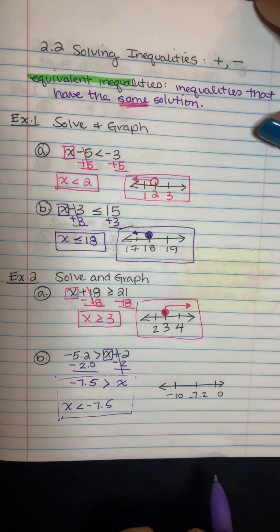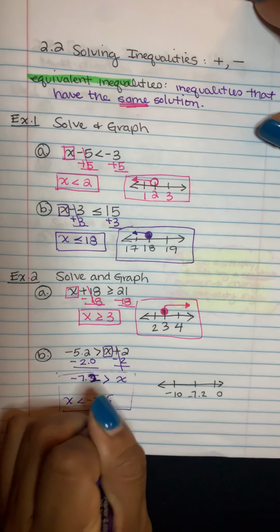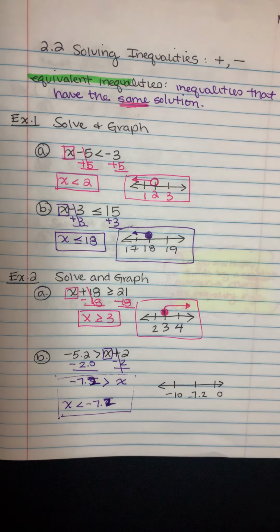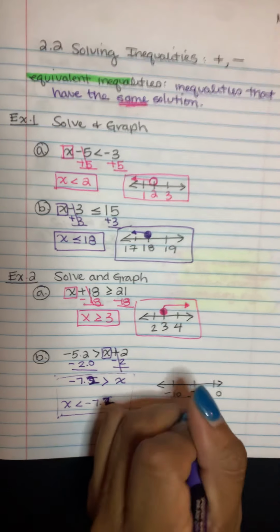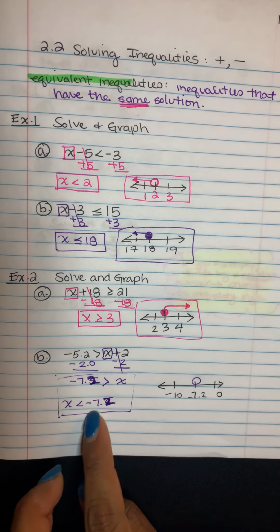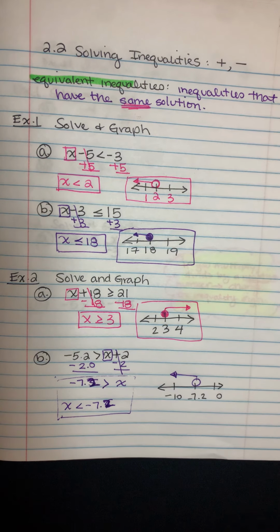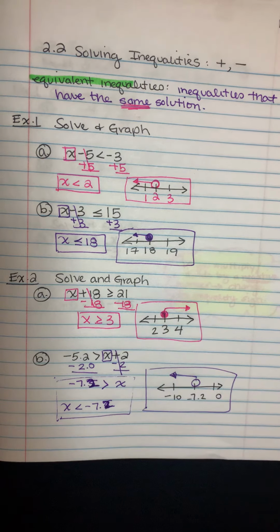And did I just put... oh, sorry, negative 7.2. Okay, it is an open dot, and x is less than, so everything to the left is less than. Open dot to the left. All right, there's your answer.